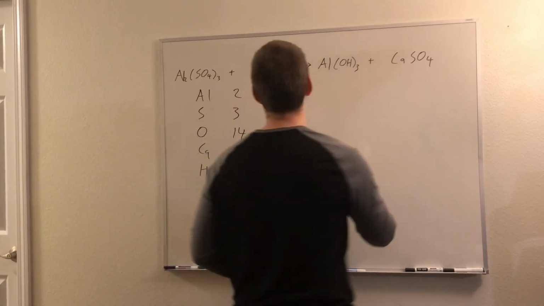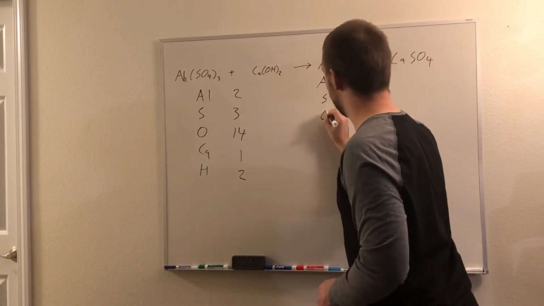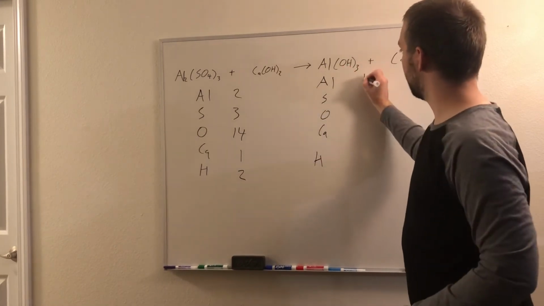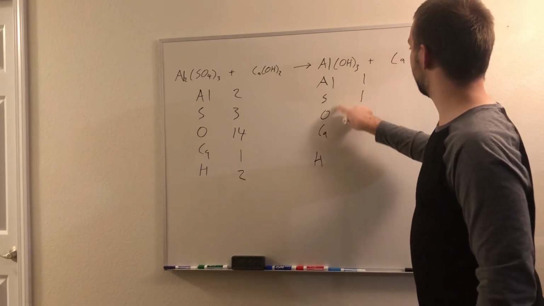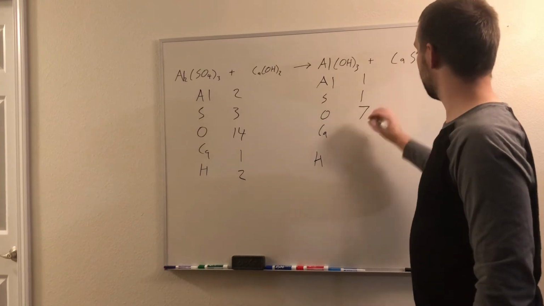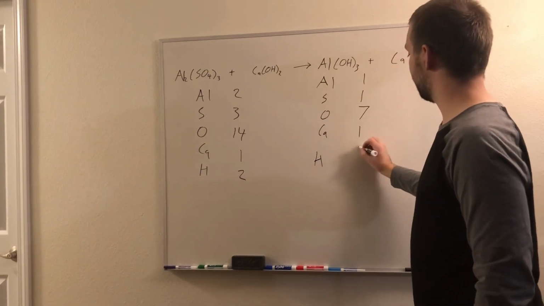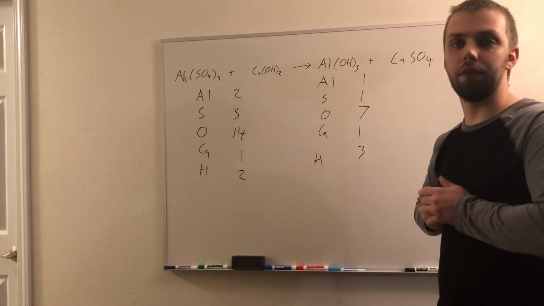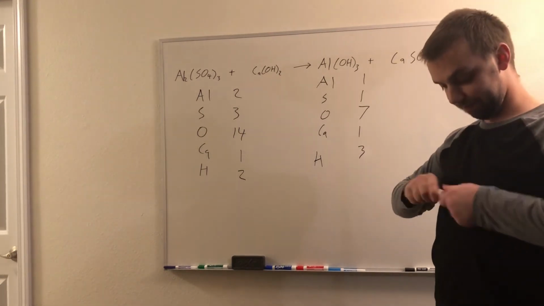Let's see on this side. I'm going to just redraw these here, just to make it look a little easier. So we have 1 aluminum, sulfur we have 1, oxygen we have 4, 5, 6, 7, calcium we have 1, and then hydrogen we have 3. Okay, so what can we do on this? How do we even start? It's kind of a big mess.